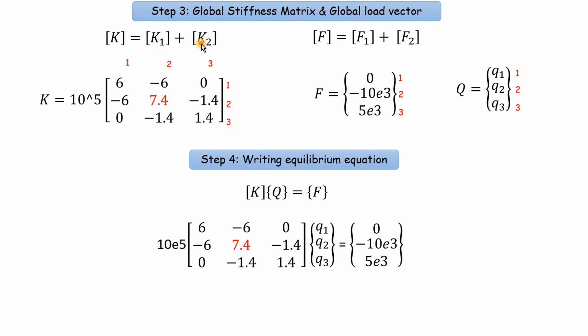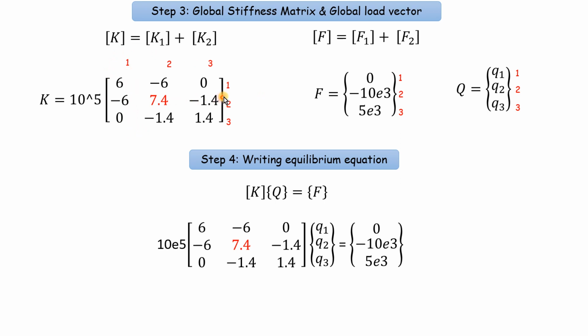Now, before you put anything here, first write down these numbers 1, 2 and 3. How many node numbers are there for the given bar? There are 3 nodes. So write down 1, 2, 3 over here, so that with the help of the element stiffness matrices, you can write this global stiffness matrix.